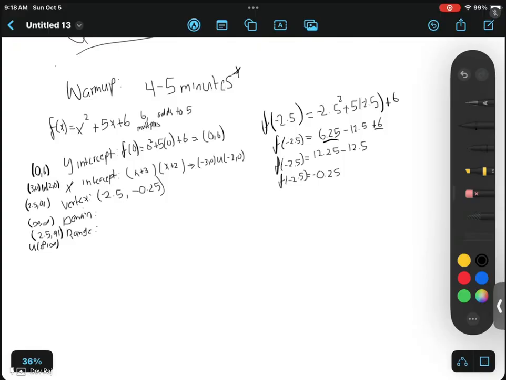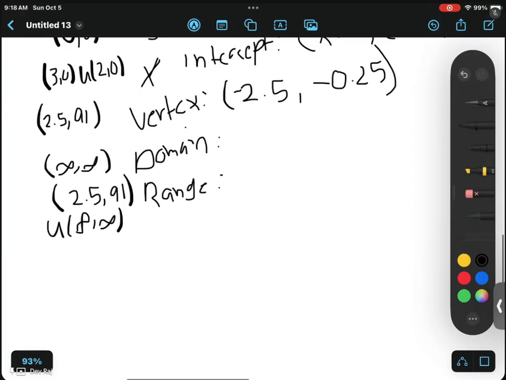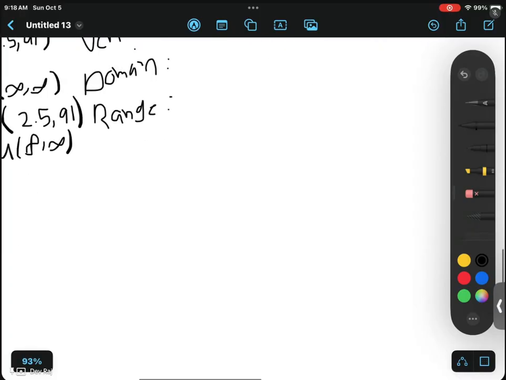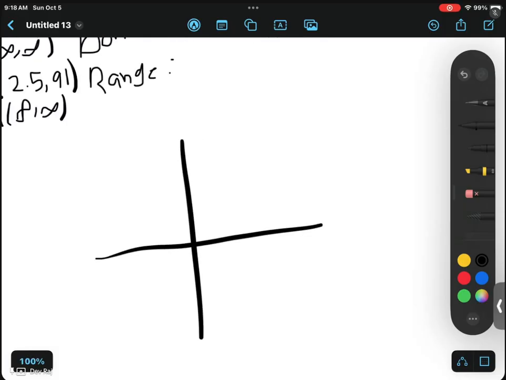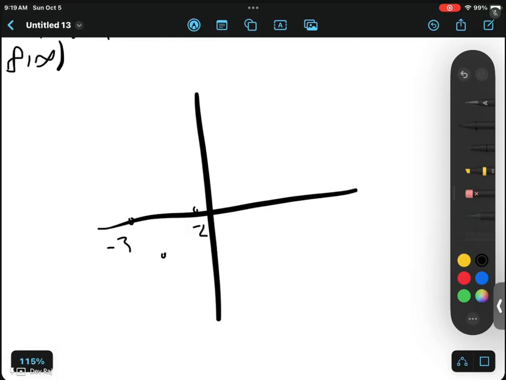Yeah, okay. And for domain and range, I like to graph it. So if we had a graph like this, I know one of them is at negative 3, one of them is at negative 2. My vertex is somewhere right here because it's negative 2.5.